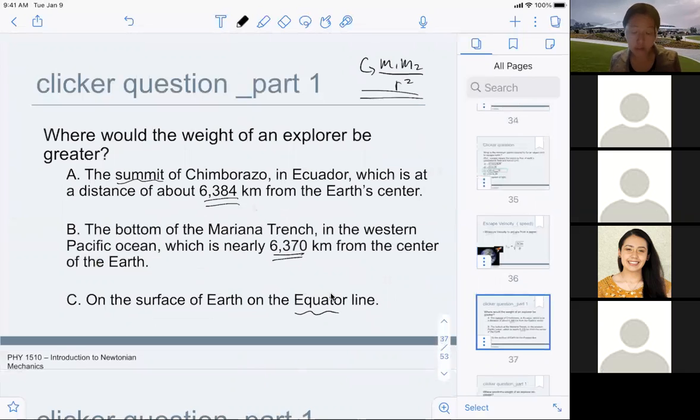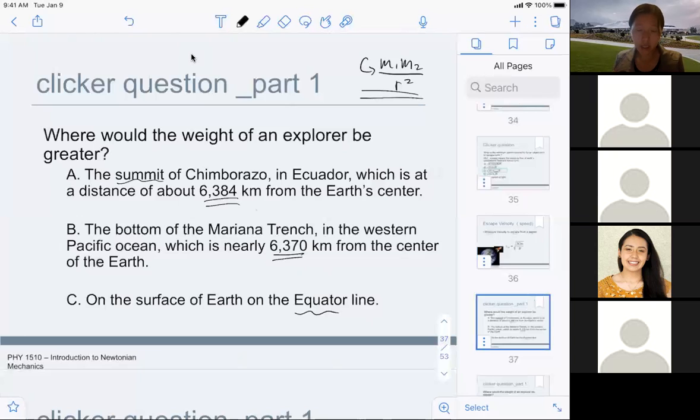Okay, so you have to look up the distance from the Earth's center at the equator line, and we will get that number. So where would the weight be greater? What is our weight? What is it that we're measuring? What we're really measuring is the attraction between the person and the Earth. That is the force we measure on the scale, right?